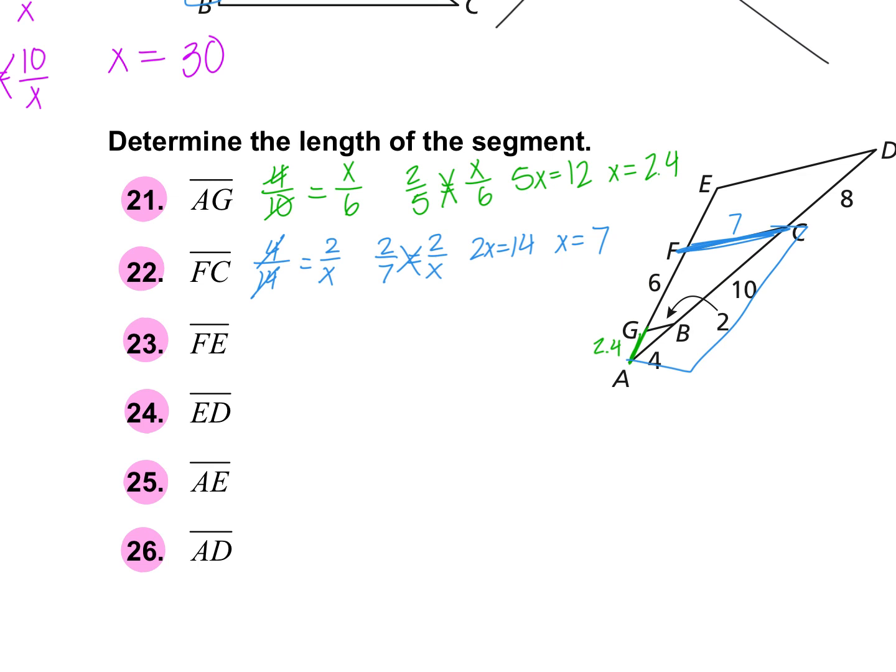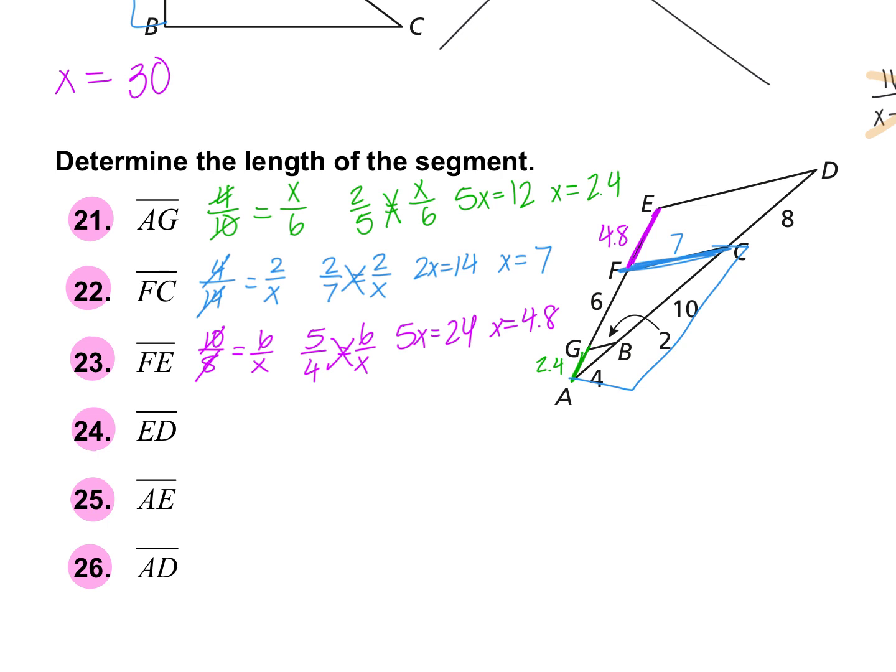So looking at FE, again, I have my sides. So I'm going to use 10 over 8 equals 6 over x. Simplify 10 over 8. 5 over 4 equals 6 over x. Cross multiply. 5x equals 24, and I'm going to get a decimal. What's my decimal? Good, 4.8. Any questions on those three? Again, they're giving you more information than you need for each question.